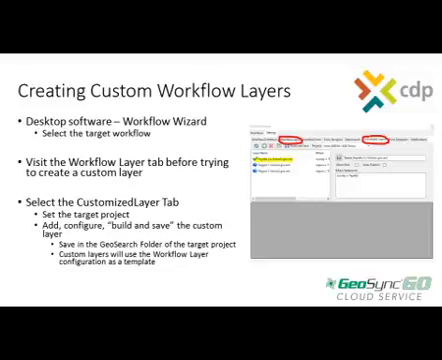And then select the Customize Layer tab, and you need to set your target project, because remember in GeoSync Go we can have an unlimited number of projects, and these layers are assigned to certain projects. So we need to set our target project, and if there are already some customized layers in that particular project folder, then they'll be loaded in and we'll have a chance to modify those, or we can add more layers to it. So from the Customize Layer tab, we can build, save, customize, and modify our custom layer.